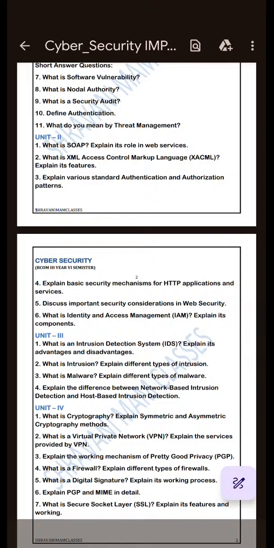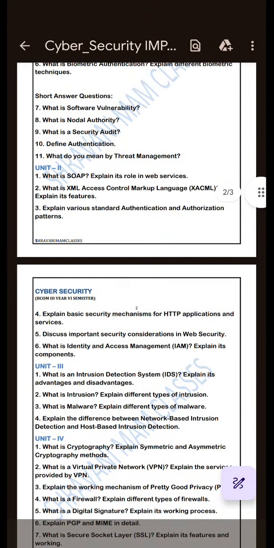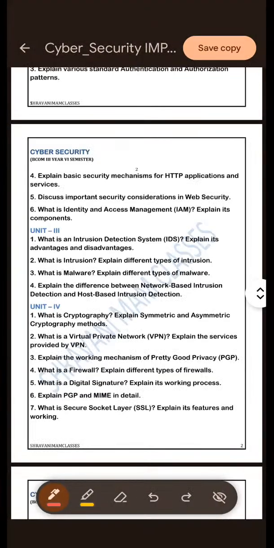Okay, and HTTP applications also, where do you apply, how do you manage this data by using this HTTP protocol? Okay, and next, the fifth question is discuss important security considerations in web security. Like how it will be, what is web security, where does it apply.